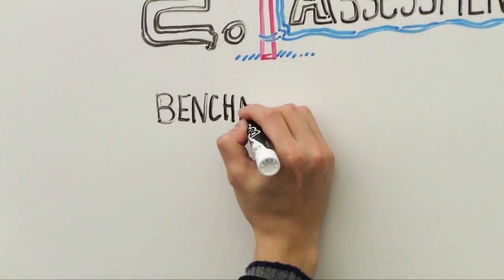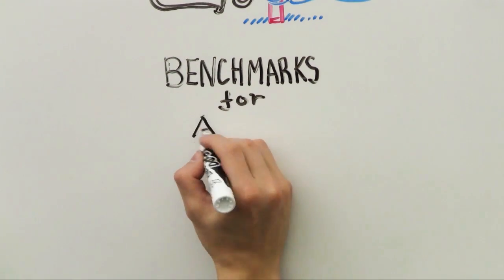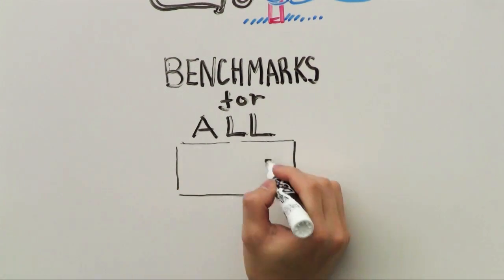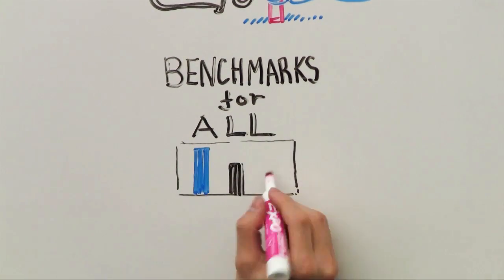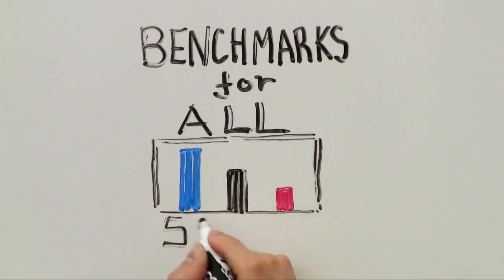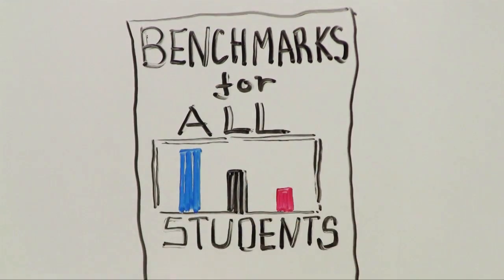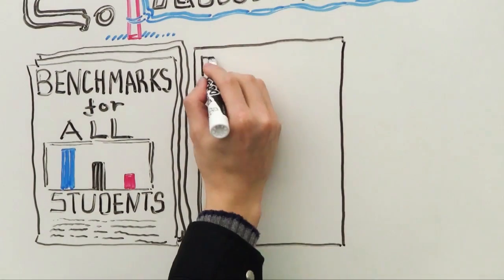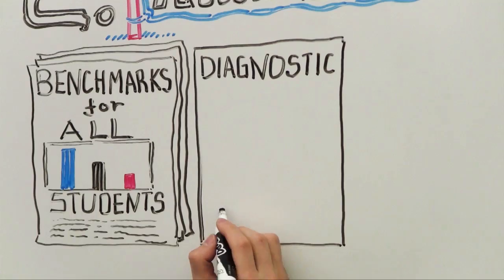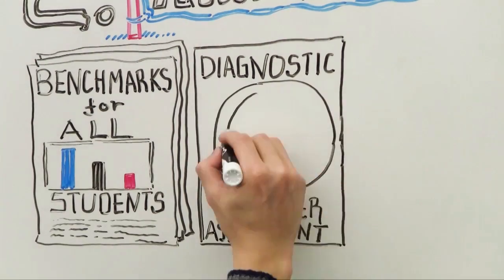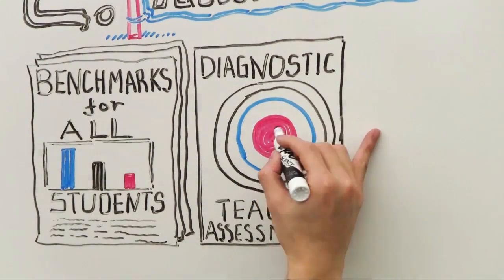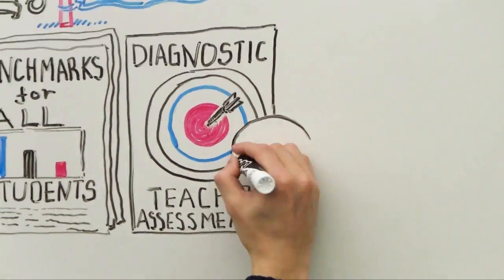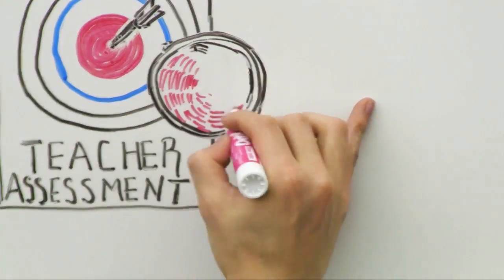First, there are the benchmarks for all students. These are utilized as a common screener to see which students are having difficulty and then work with the teacher assessments that are happening in the classroom to further inform those benchmarks. For those students who are flagged as having difficulty or at risk, diagnostic assessments help to pinpoint the specific areas in need of support.